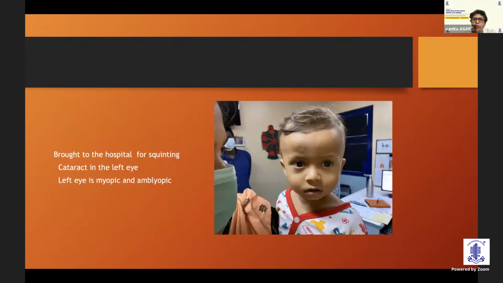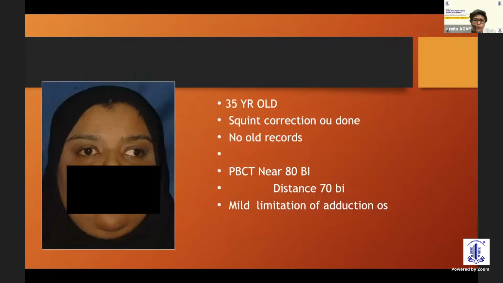Then you can have something called a sensory exotropia. This child was brought to the hospital. She is just about 9 months old, and the parents noticed the squint. On comprehensive eye examination, she had a cataract in the left eye. The eye is myopic as well as amblyopic and has a cataract. So this child's exotropia is purely sensory in nature, secondary to the poor vision.